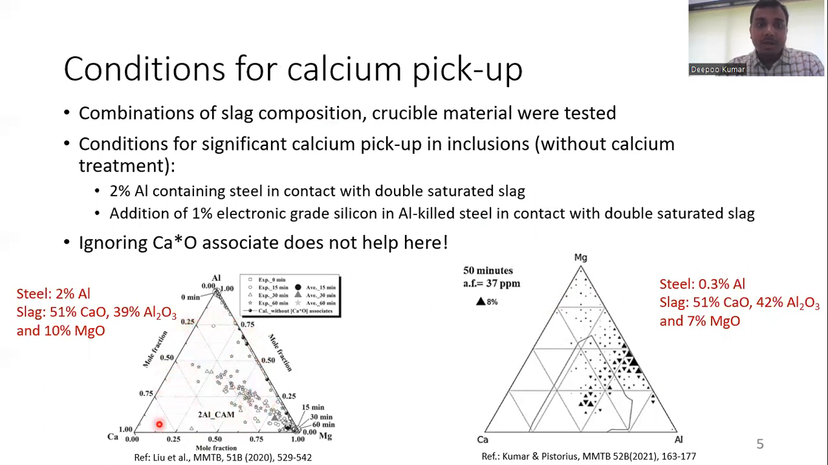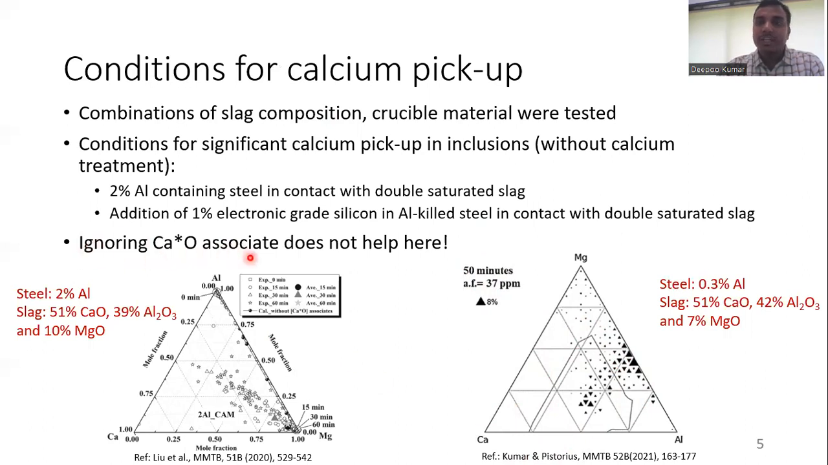These are all measured inclusion compositions at different times. The star is at 60 minutes, and the triangle is at 30 minutes. So you can see in the 30 and 60 minute samples, significant calcium pickup. Similarly, in the case of 1 weight % silicon, 0.3 weight % aluminum, you can see that you have a fairly good amount of calcium pickup after 15 minutes or so. So these were the two cases where we certainly saw the calcium pickup in our inclusions.